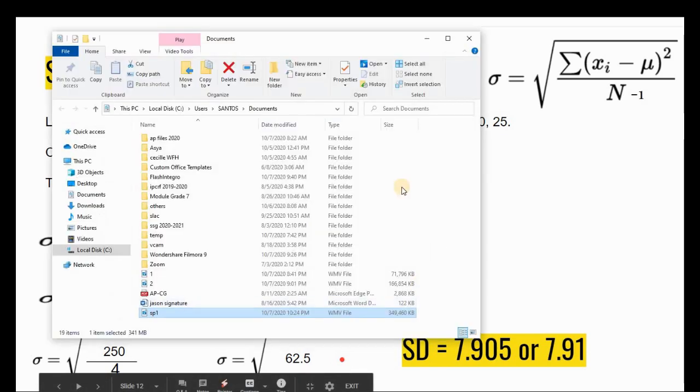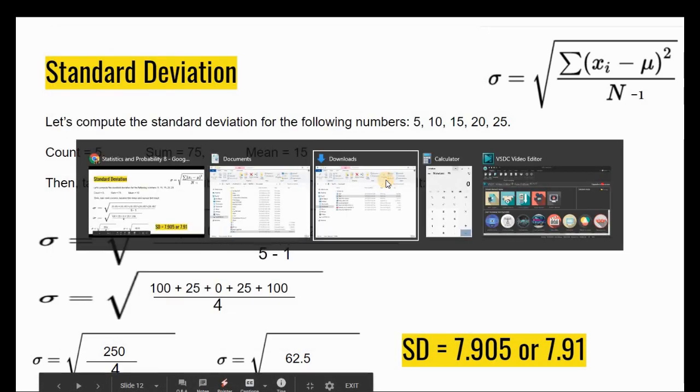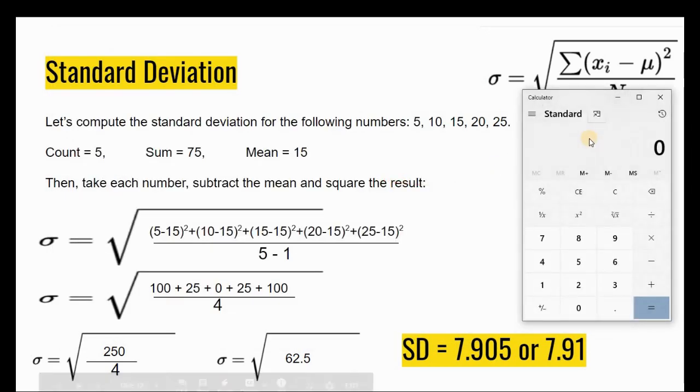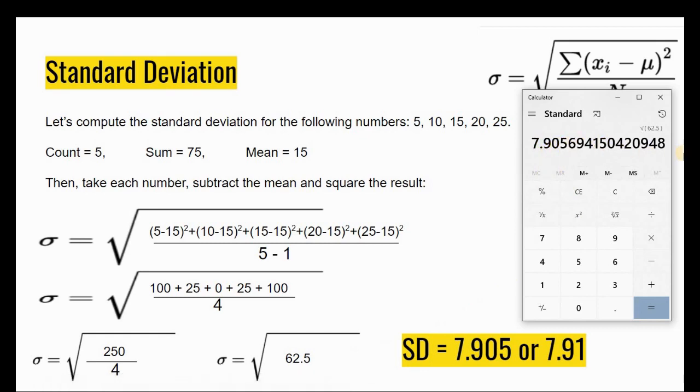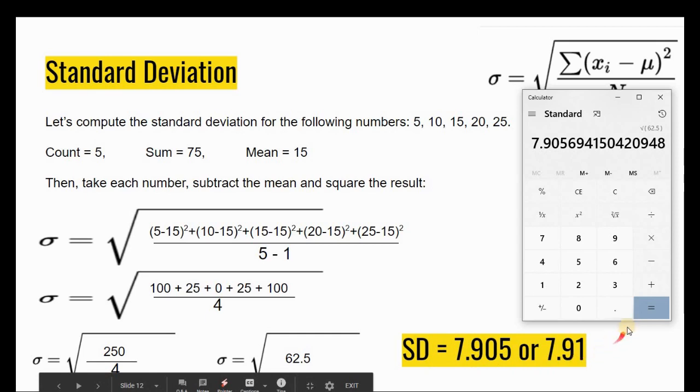So, let's check, 250 divided by 4, 62.5. And then square root of 62.5 is 7.9056, so on and so forth. Kaya, ang standard deviation natin is equals to 7.905 or 7.91.